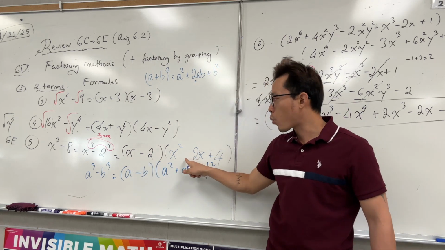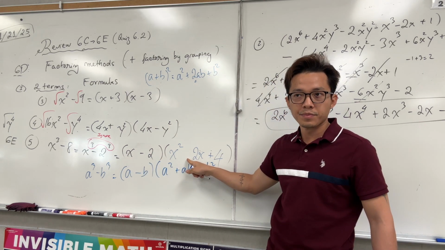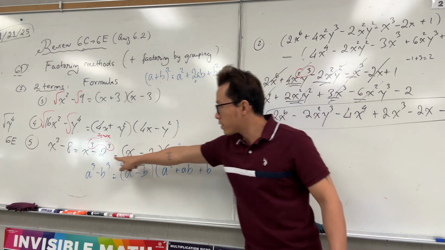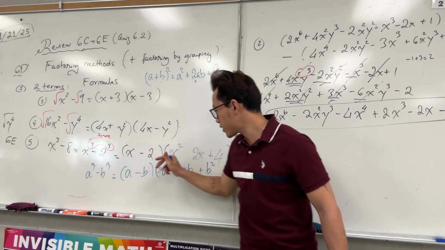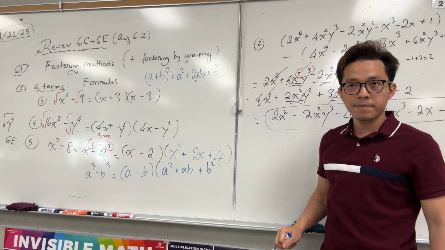You have 2x. What is the sign in the front? Always opposite of the original. So this is plus. That's it.